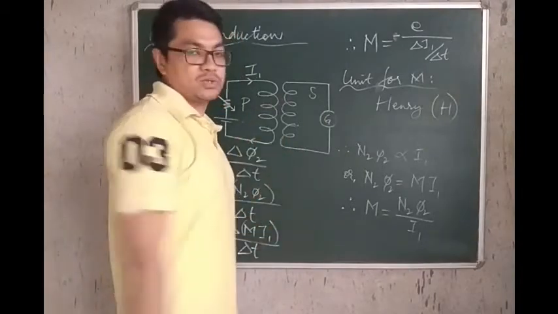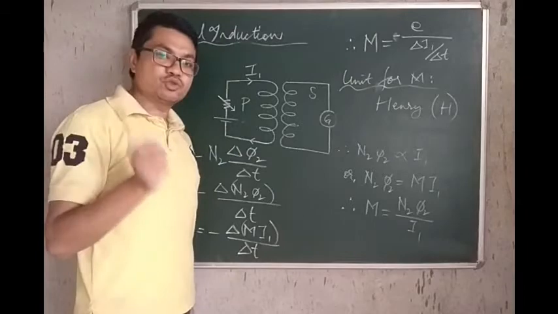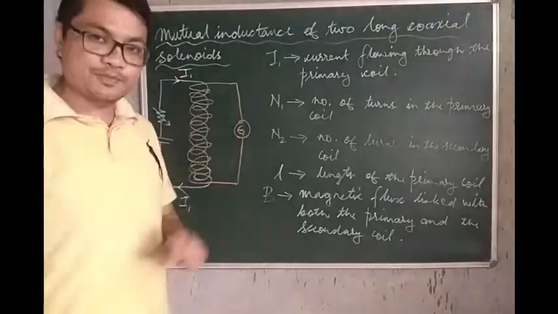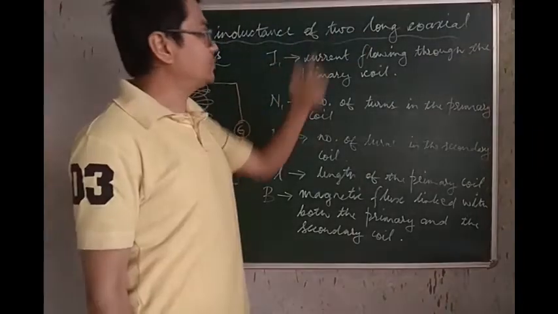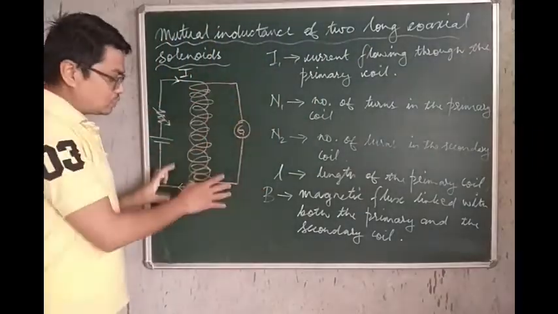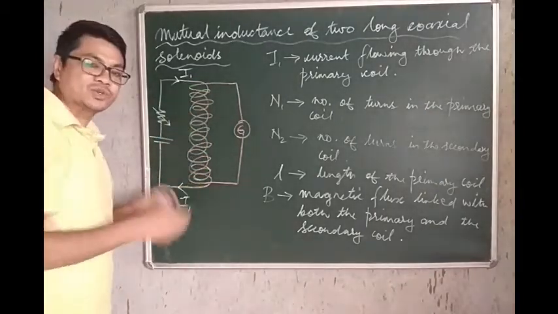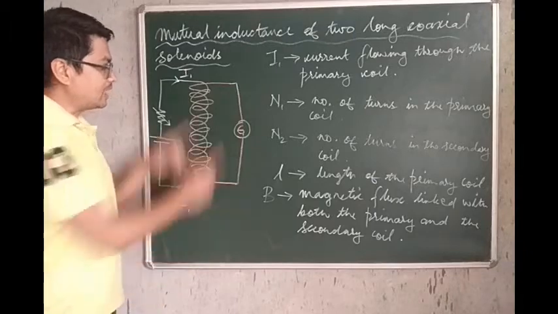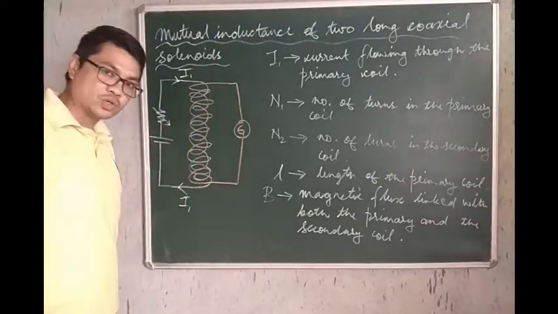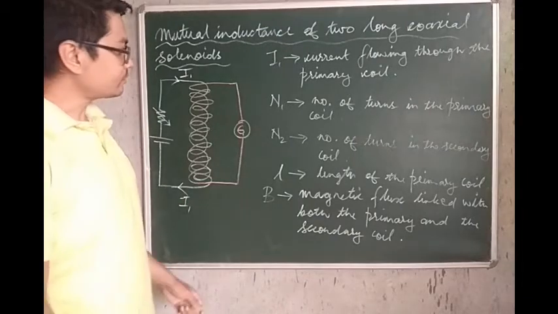So this is about mutual inductance or coefficient of mutual induction. Let us therefore also quickly get an expression for the mutual inductance of two long coaxial solenoids. So we have two coaxial solenoids which are wound over the same core, so to say. I have tried to denote the two solenoids by using two different colors of chalk. I hope you can make that out in the video.